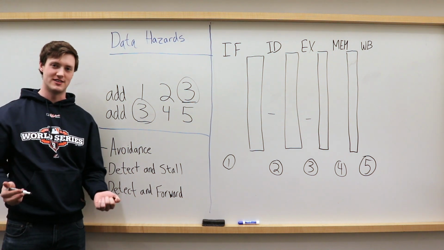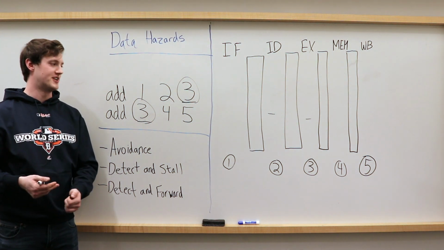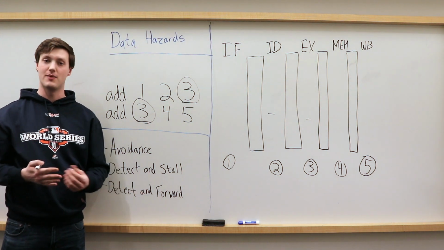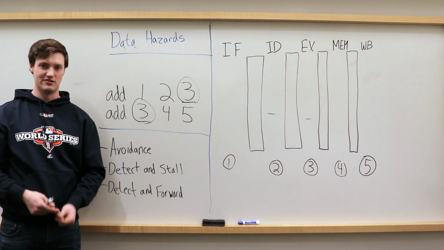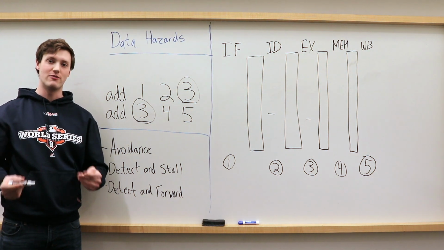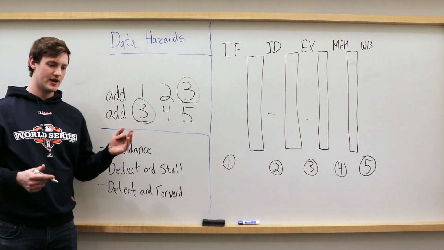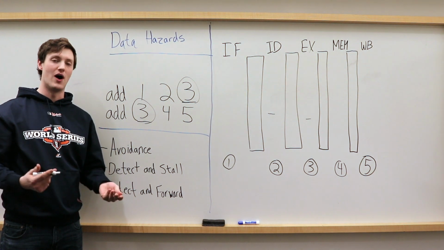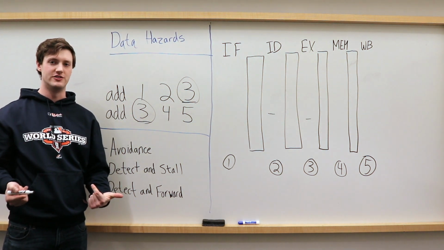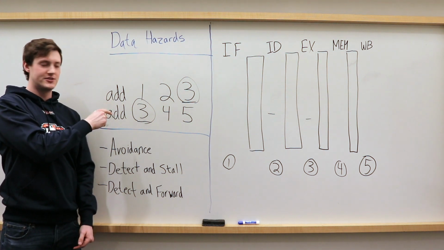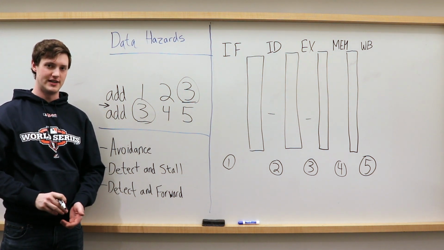And so what avoidance says is that it's really on the programmer to understand the implementation of the pipeline of the processor to make sure that they don't even write any data hazards into this code. And so what that would mean is that if I was a programmer trying to write this program, I would have to insert some no-ops to remove this data hazard. I would have to insert 2 no-ops right here in between the 2 add instructions in order to avoid the data hazard.